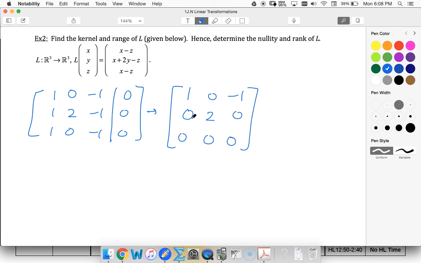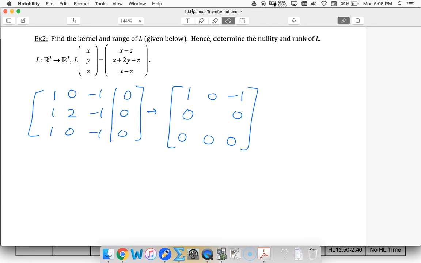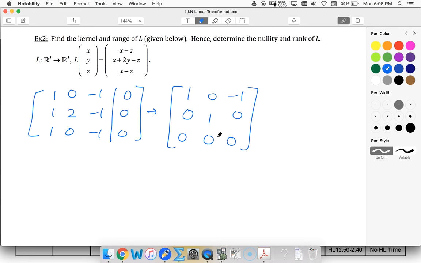down in the bottom. Of course, I can divide this row by 2 to get a 1 here, and then I really have my reduced row echelon. I see 2 leading 1s, so that tells me that my column space has 2 vectors and that my rank is 2. So we can see that the rank of L is 2. That implies that the nullity of L is going to be 1. So we've answered this question.